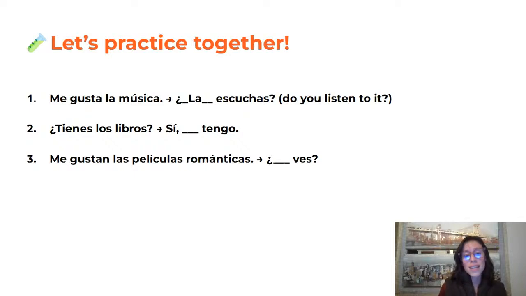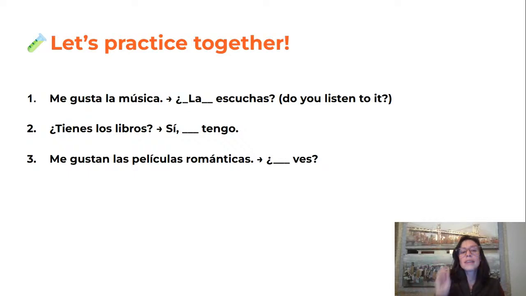Second sentence, second question. ¿Tienes los libros? Do you have the books? Sí, yes, or yes, I do. But no, yes, only because yes, I do is for yes, no questions. And here we have a longer answer. So yes, blank, I have.